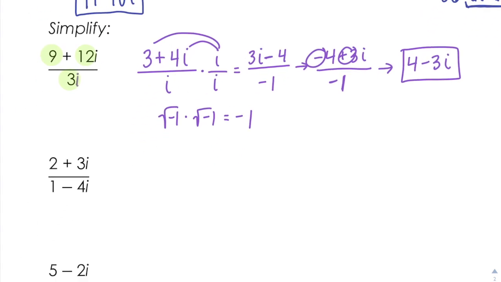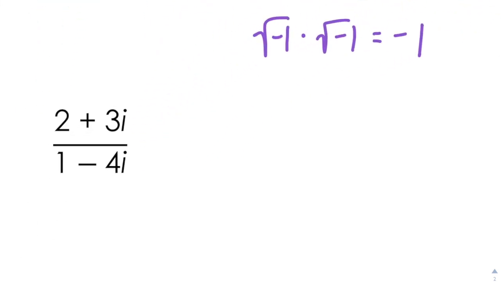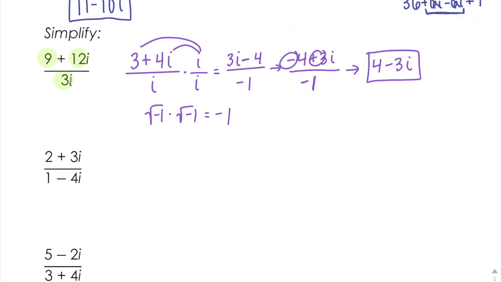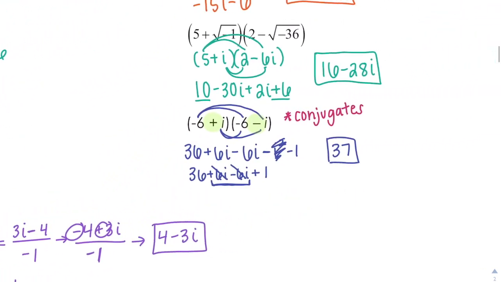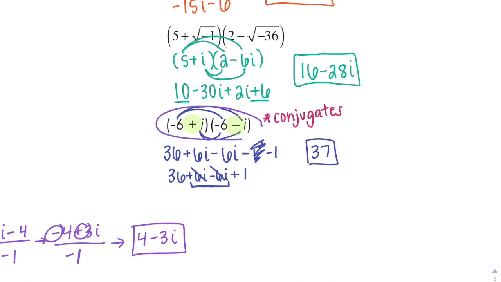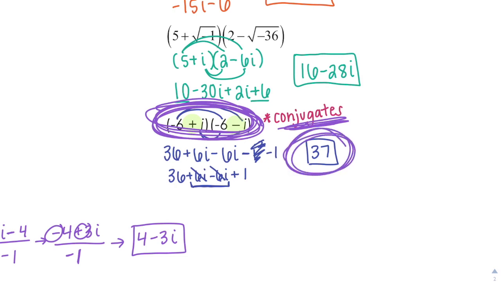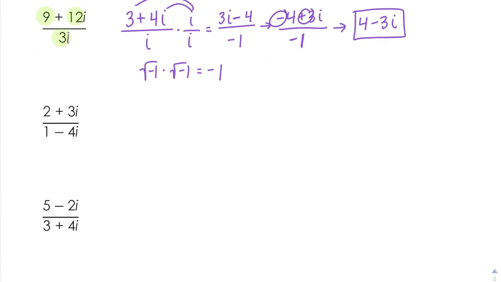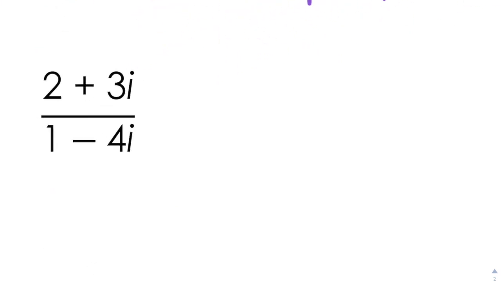So if I take a look at the next one, it gets a little bit more complicated because I have not one thing in the denominator, but 2 things in the denominator. And this goes back to last unit. Remember, if you have 2 things in the denominator, you have to multiply by the conjugate. Back to this problem, if I have -6 plus i times -6 minus i, because they were opposites, the i's went away completely and I was left with 37, which is what I needed, right? A number without i. So that's what I'm going to do in this case.